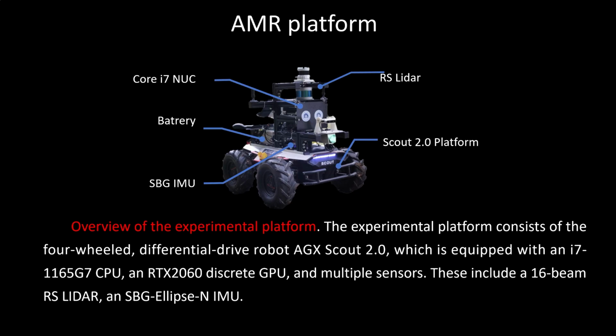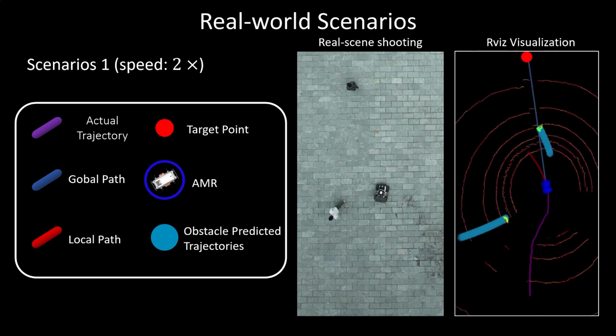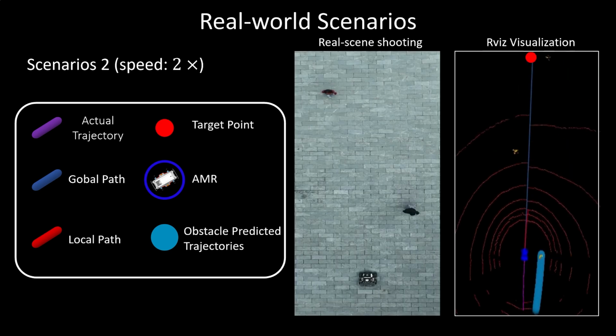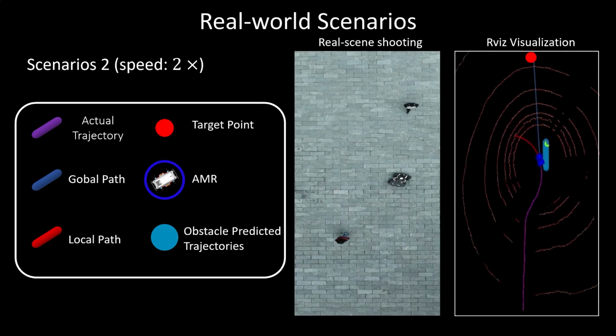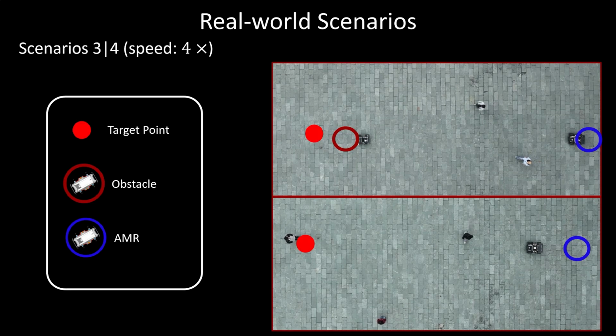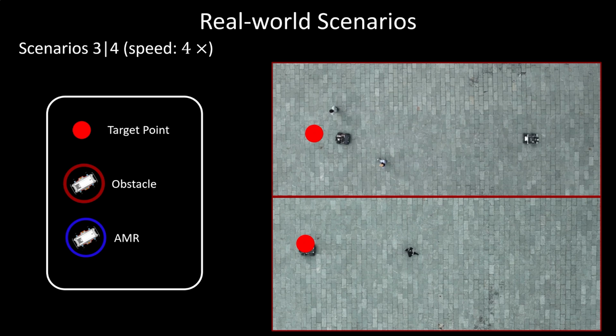To verify the real-time performance and effectiveness of our method, we built an experimental platform on the AGX Scout 2.0 differential mobile robot. Now, we conducted real-world experiments. The first scenario involved navigating through 2 pedestrians moving diagonally. The second scenario required avoiding 3 pedestrians approaching head-on. More complex dynamic scenario experiments are presented as follows.